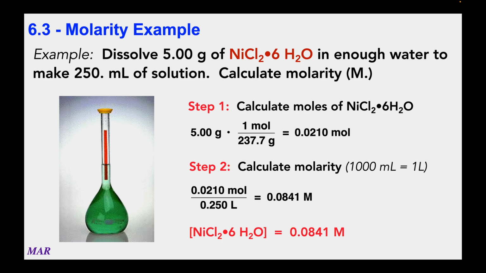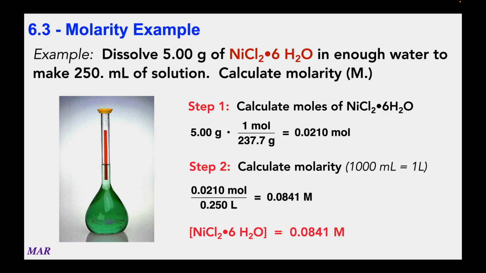You don't have to worry about the 6 waters once it's in water. They just kind of float off with the other waters. It's the nickel 2 chloride which is most exciting. However, if you want to be complete, it is a nickel 2 chloride hexahydrate solution. Not as exciting, but anyway, sometimes you'll see molarities listed with square brackets like that. So if you saw [NiCl2.6H2O] equals 0.0841 molar, that's saying that the concentration of the nickel 2 chloride is 0.0841 molar.